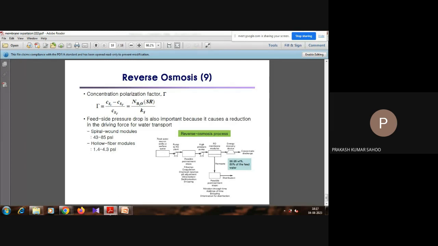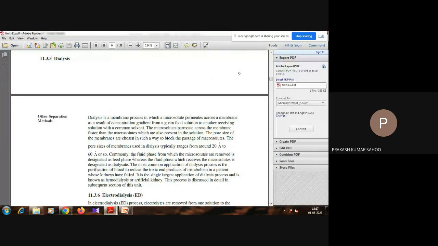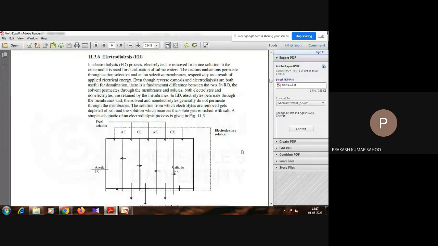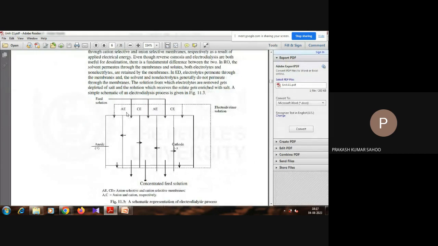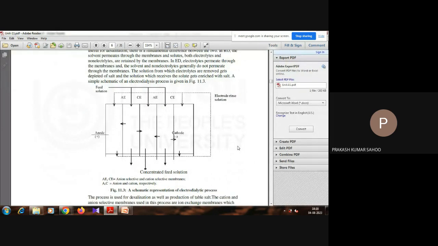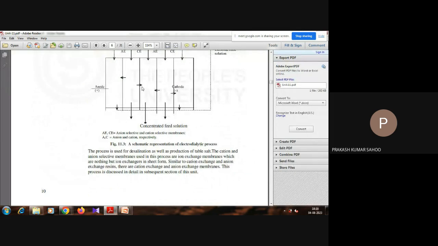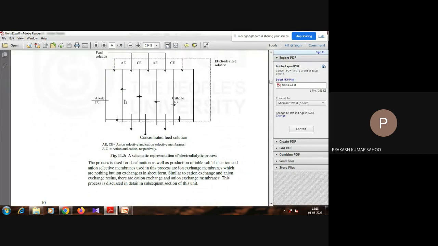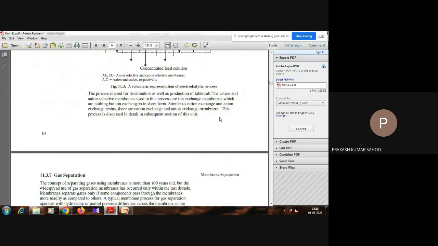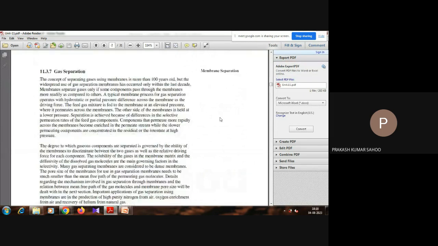Then we have the next part. We have already discussed these things. This is the anodic electrode, cathodic electrode. Then on the basis of the charge, different ions will migrate. Then there will be gas separation also through some selective membranes.